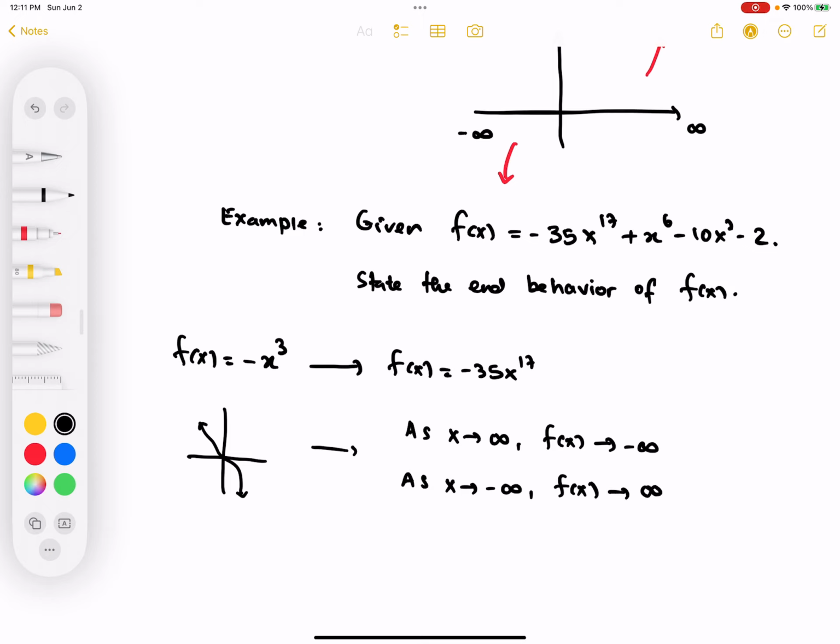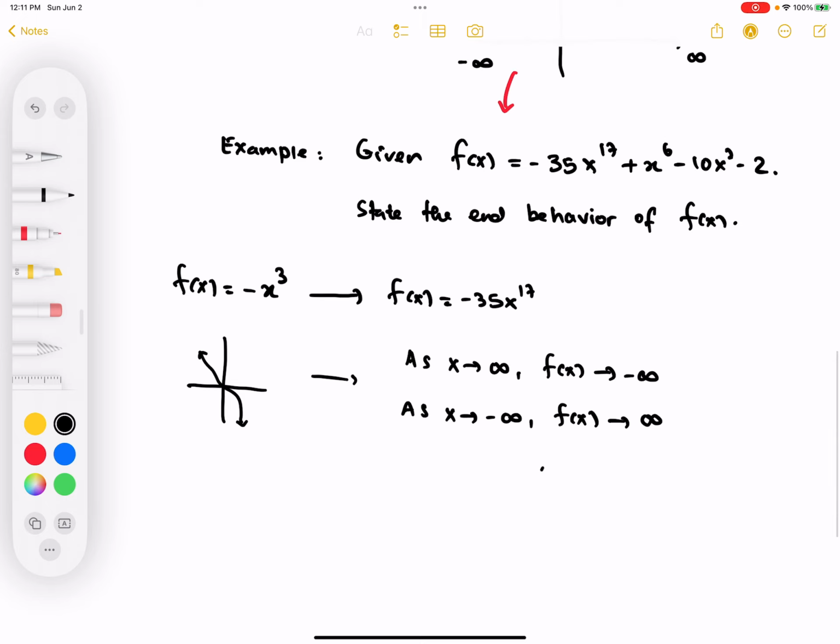So those templates are important. Generally the graph of this degree 17 with a negative coefficient looks like this: when x goes to positive infinity it goes down, and when x goes to negative infinity it goes up. So now if I give you any polynomial of even or odd degree with positive or negative coefficient, you can use those templates to analyze or state the end behavior of the polynomial. I'll come to the next video with examples.